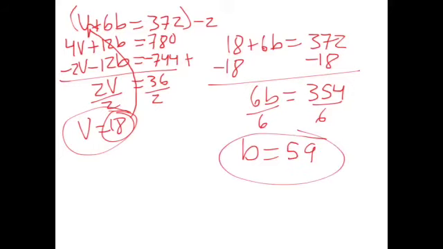So there we go. The number of students that fit in a van is 18, and the number of students that fit in a bus is 59.